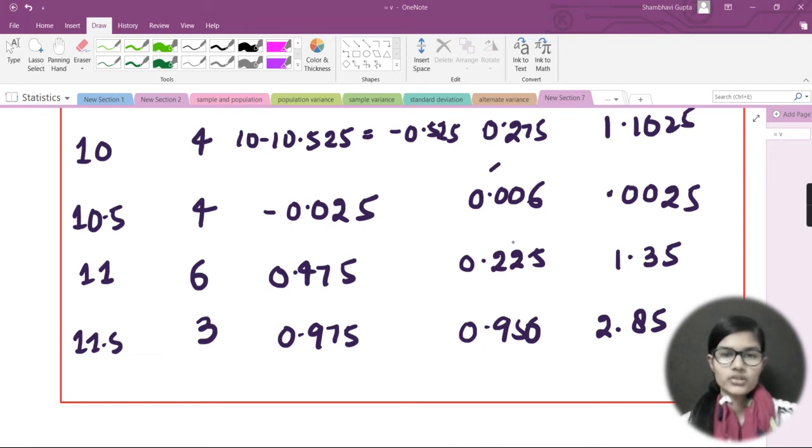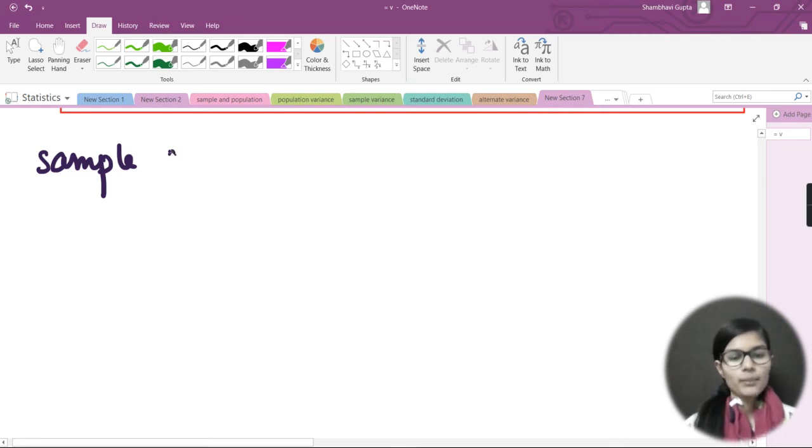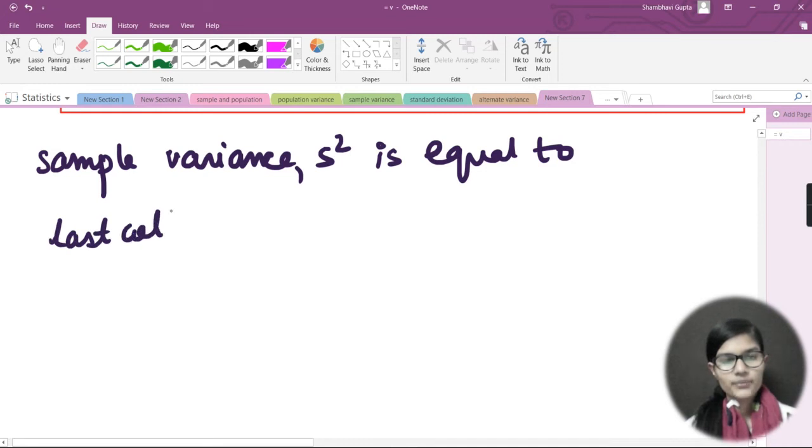So this is my whole table, with which I have completed this side. Now why did I make this table? Let me tell you. You can treat this as a formula: the sample variance, S squared, is equal to the sum of the last column, the column in which I multiplied frequency and the deviation squared. That would be somewhat 9.7375. Yes, it would go up to about this point, right?